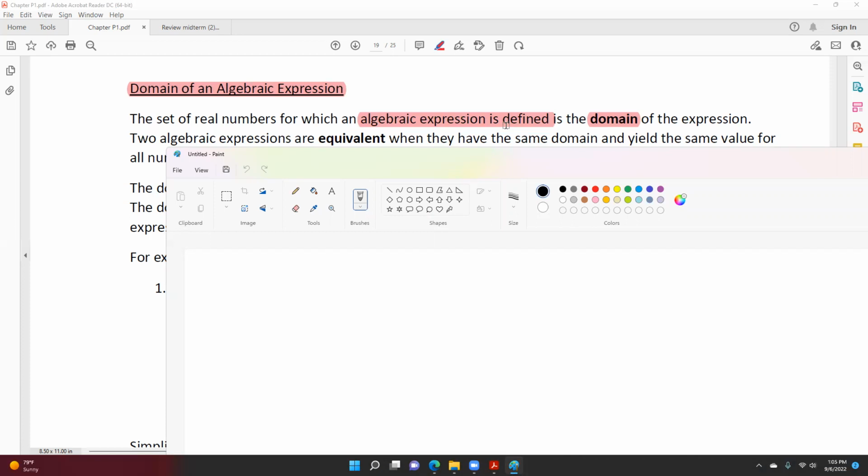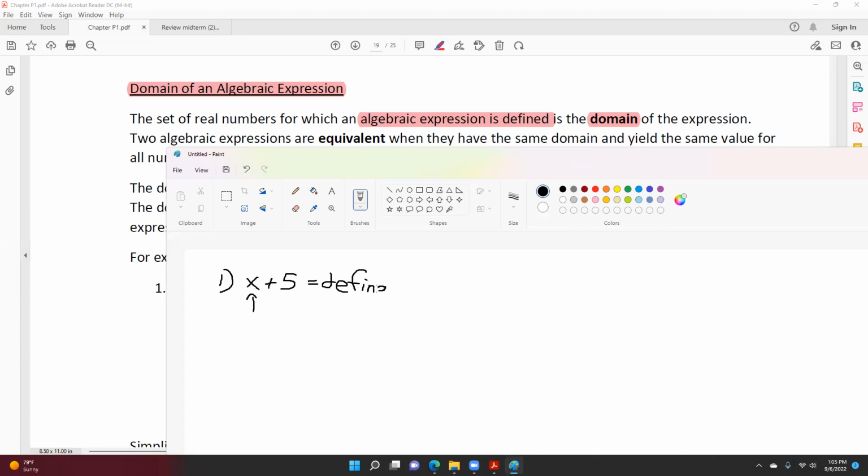So an example in this case is we start out with a polynomial expression like x plus 5. This is an expression. What x values can you plug in and still get a defined answer? Again, what does defined mean? It means you can get a solution.